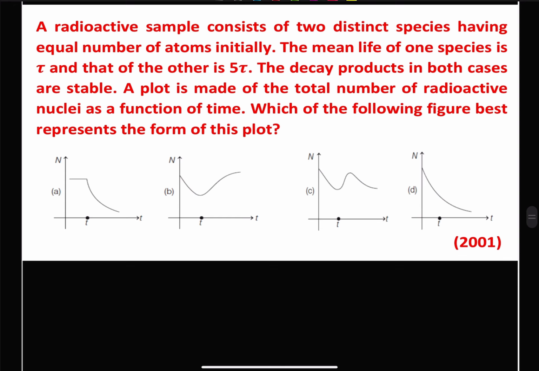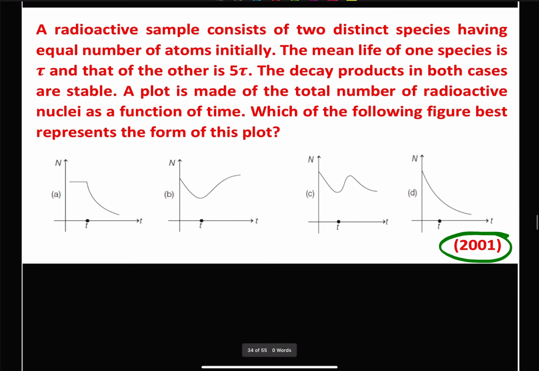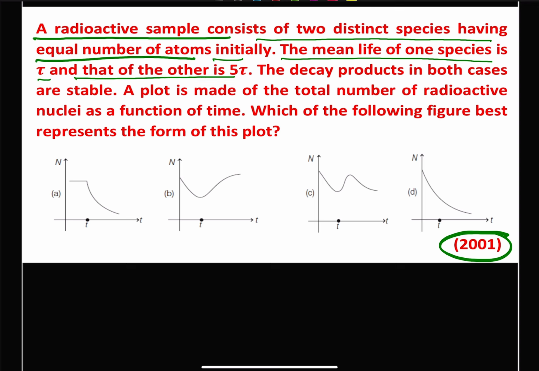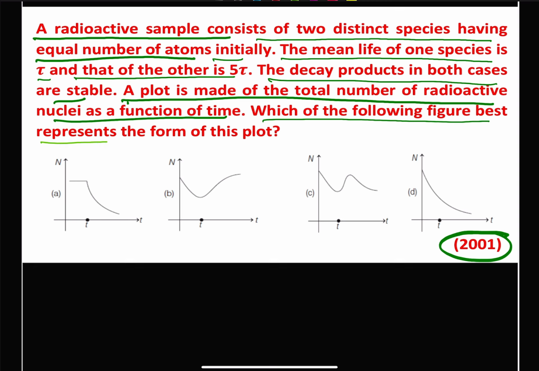It was asked in the year 2001 and states that a radioactive sample consists of two distinct species having equal number of atoms initially. The mean life of one species is tau and that of the other is 5 tau. The decay products in both cases are stable. A plot is made of total number of radioactive nuclei as a function of time. Which of the following figures best represents the form of this plot?